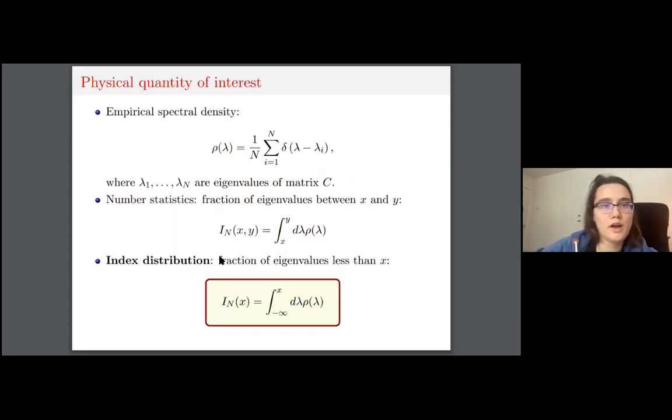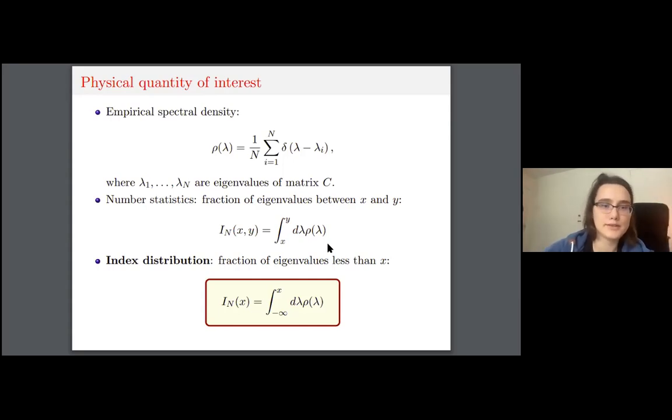So what one wants to study about eigenvalues? First quantity is the empirical spectral density. We put a delta function at each eigenvalue, and afterwards we renormalize this measure with coefficient 1 over n to make it a probability measure. And we study this. Also, one can study number statistics, the fraction of eigenvalues between x and y.